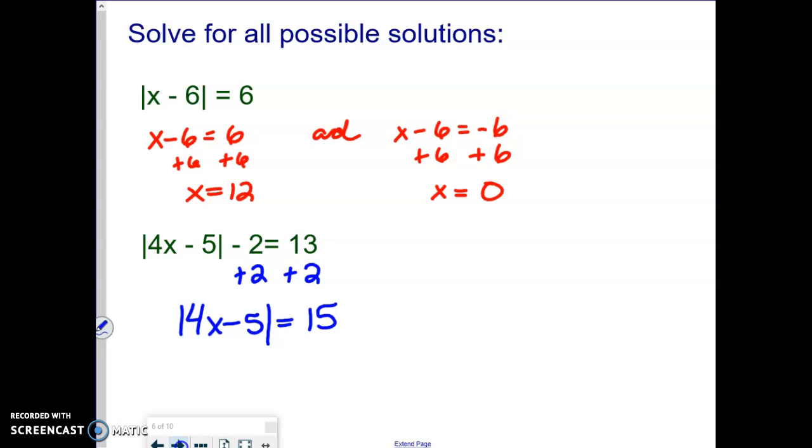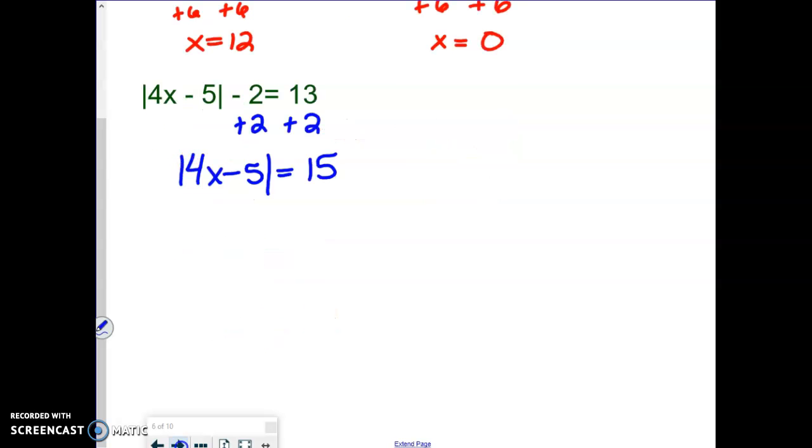Okay, so now that I have this point, now I can drop my absolute value symbols and rewrite this as two equations. 4x minus 5 could equal 15. And 4x minus 5 could equal, not 15, negative 15. And from here, I can go ahead and solve. So I'm going to add 5 to both sides.